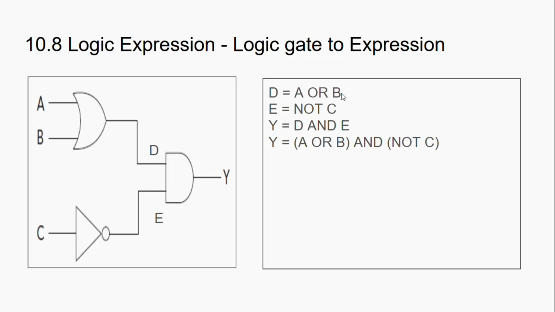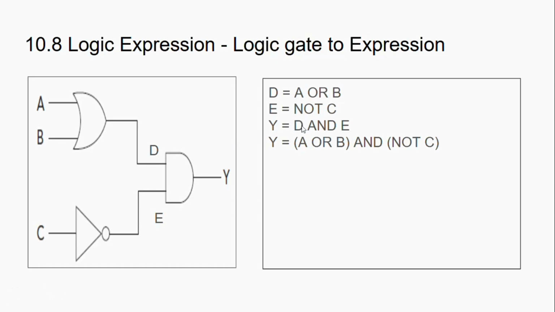First you have to write the expression for D is equal to A or B. After that, write the expression for E is equal to not of C. After that we have to evaluate Y is equal to D and E. Actually D and E are not the original inputs. Original inputs are A, B, C only. These are the names given by us, the user.